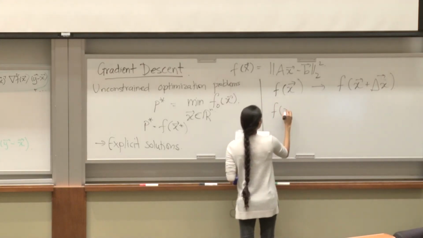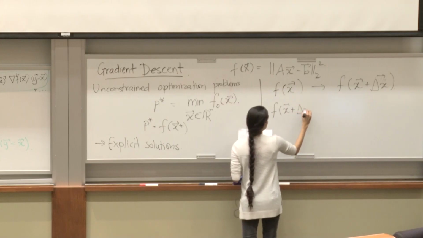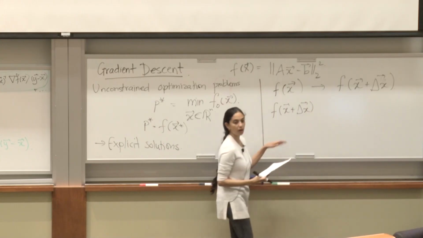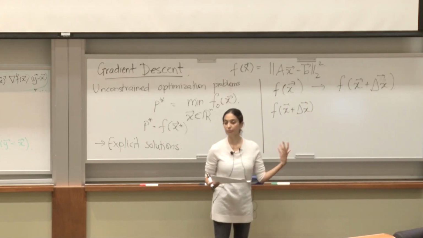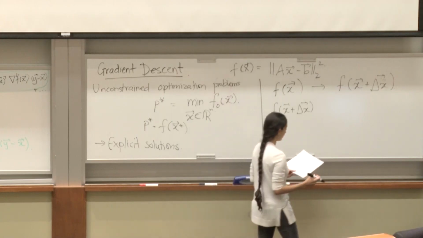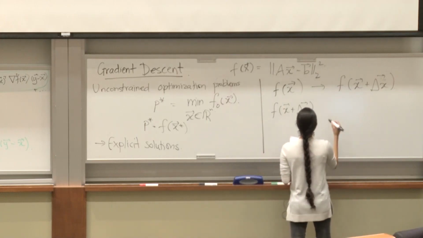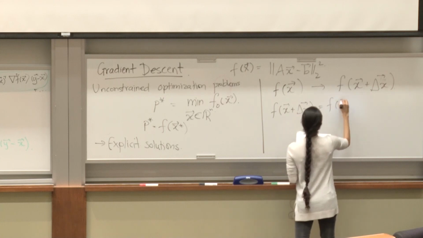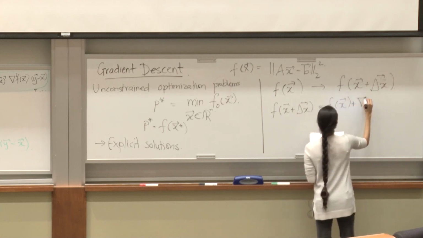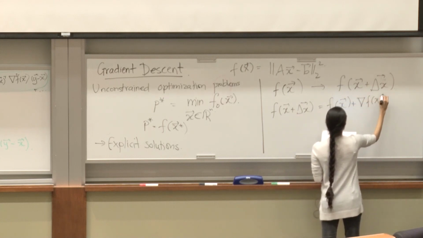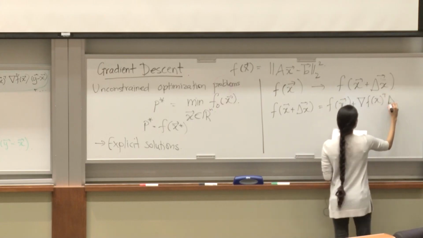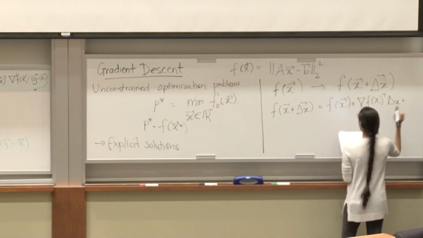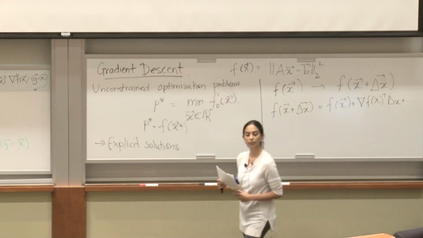So if I have this f of x plus delta x, I can again write this out using my Taylor series, my first order expansion, right? And I can write this as f of x plus the gradient of f of x transpose times delta x plus dot, dot, dot, okay?